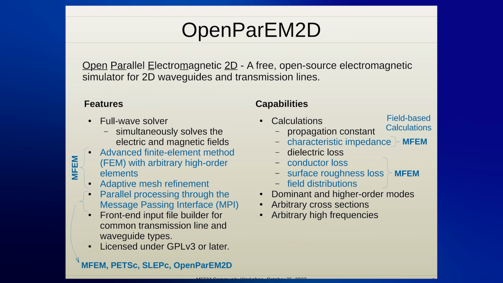Then on the capabilities, there are the field-based calculations. So to calculate the characteristic impedance involves calculations on the field. So MFEM is integral to that. Conductor losses, surface roughness losses, and field distributions. Once again, MFEM makes all that relatively straightforward. So it's safe to say that without MFEM, you don't really have much of a go at a simulator.